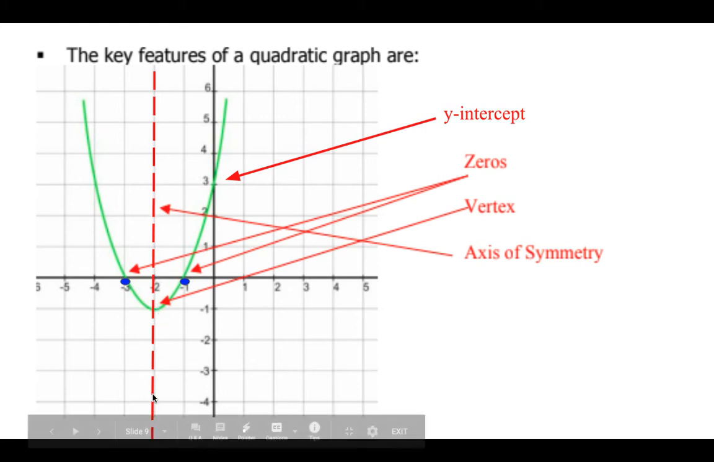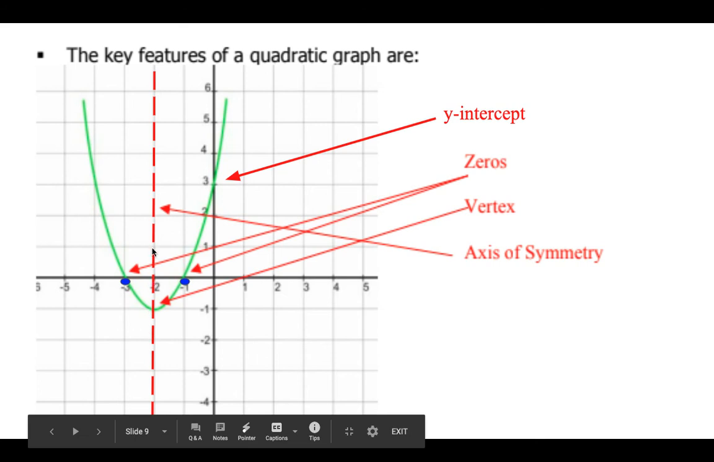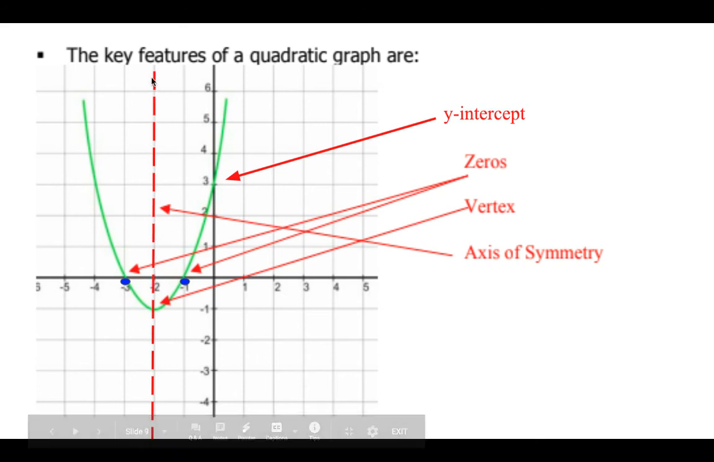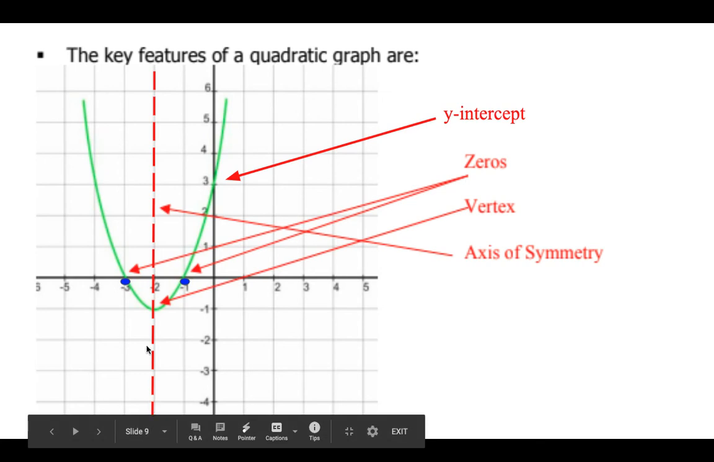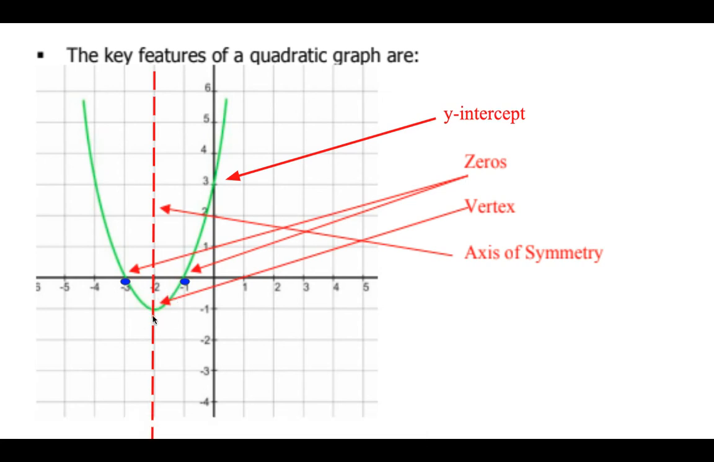The axis of symmetry is the vertical line that goes through the vertex. And something that's not labeled on here is the maximum or minimum value. Remember, the maximum or minimum value is the y value of the vertex.